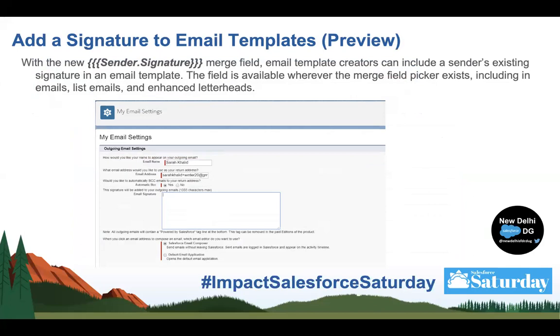And you can now add signature to your email templates. In your email settings, you'll have that signature, and you have to use this code, the sender.signature merge field. Anywhere you put this merge field, that signature from the email settings would appear in your email or in your email template. Very simple, but useful one also.